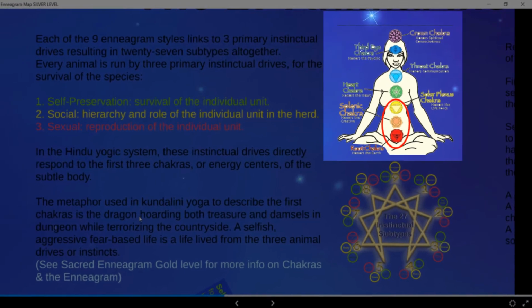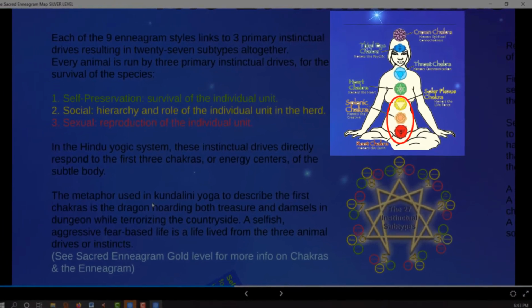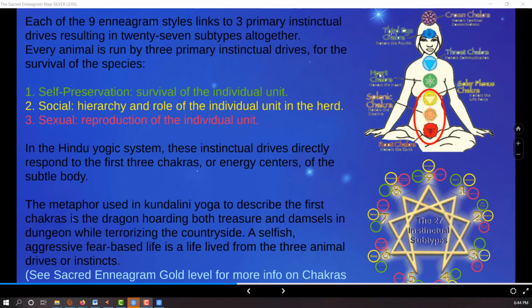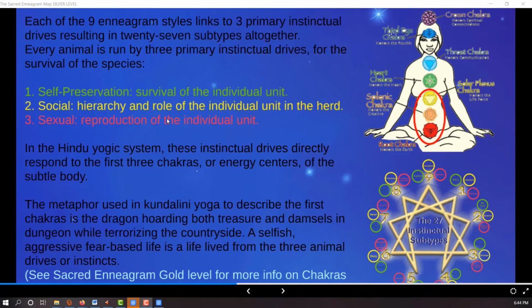This is the Silver level Enneagram map, and there's also a Gold level Enneagram map, which is the advanced section, which will go into a lot more detail on the chakra system. So the recognition of the 3 drives and the unique characteristics which show up at each of the style points or the Enneagram type points on the Enneagram is useful for 2 different reasons.